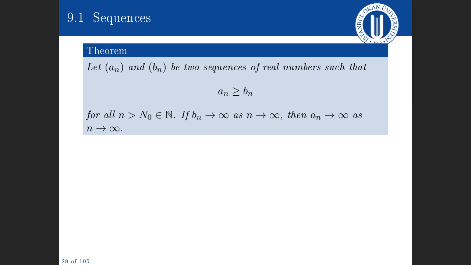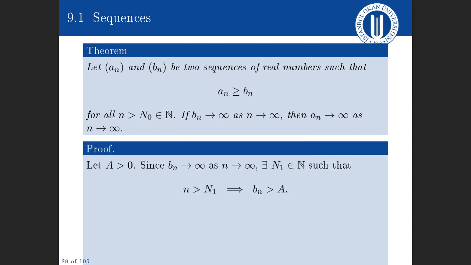Time for a theorem. Let's suppose we have 2 sequences of real numbers, and let's suppose that an is always bigger than bn for all n greater than n0. If the smaller sequence tends to infinity, then the bigger one must also tend to infinity. Let's prove this.